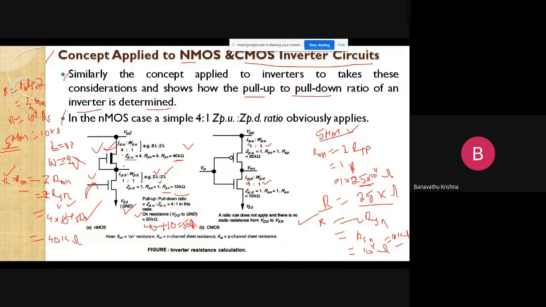Now I want to calculate the total on resistance of the CMOS inverter. But this total resistance concept is not applicable to the CMOS inverter, because the transistors are complementary to each other.